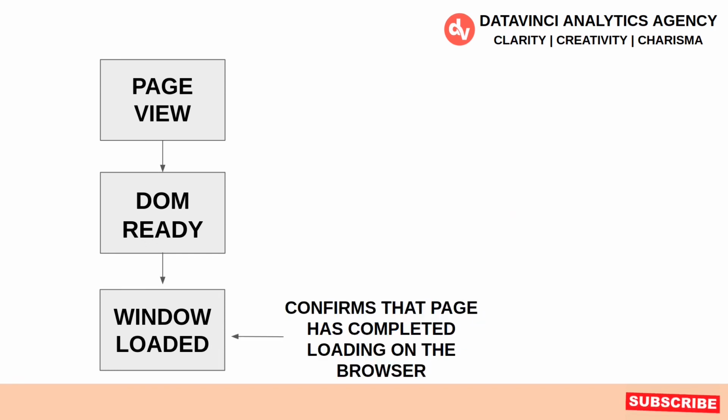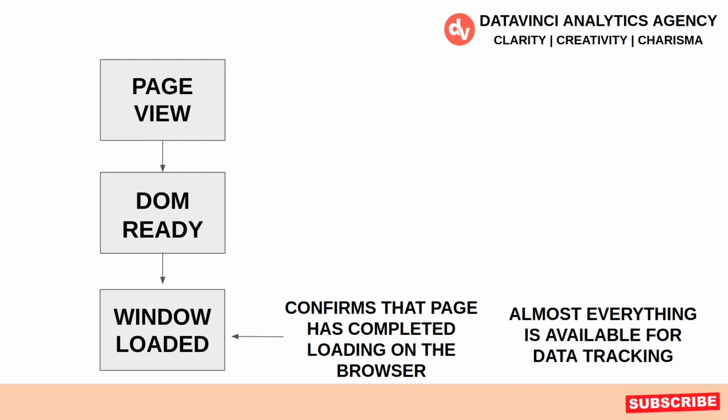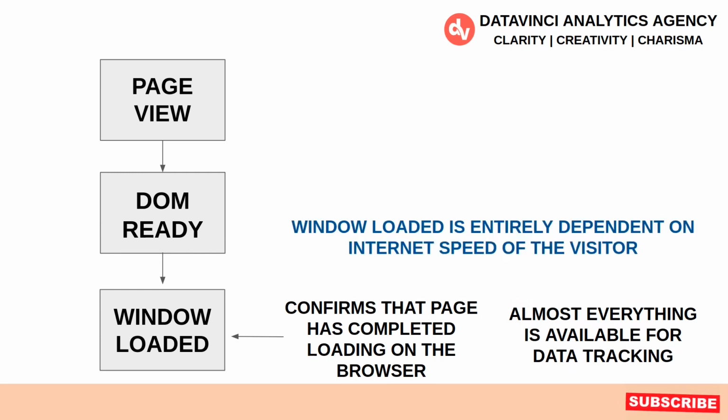Finally, the window loaded trigger, and I believe that this should be easy to understand once we have already covered page view and DOM ready. Window loaded simply means that everything has now been loaded on the browser and everything is ready. So using this one, almost everything is available for data tracking, right? But the downside is that window loaded is entirely dependent on the internet speed of the visitor, right? So it can also happen that before you could do something, the user left the page. So this is not advisable to track traffic or anything like that.